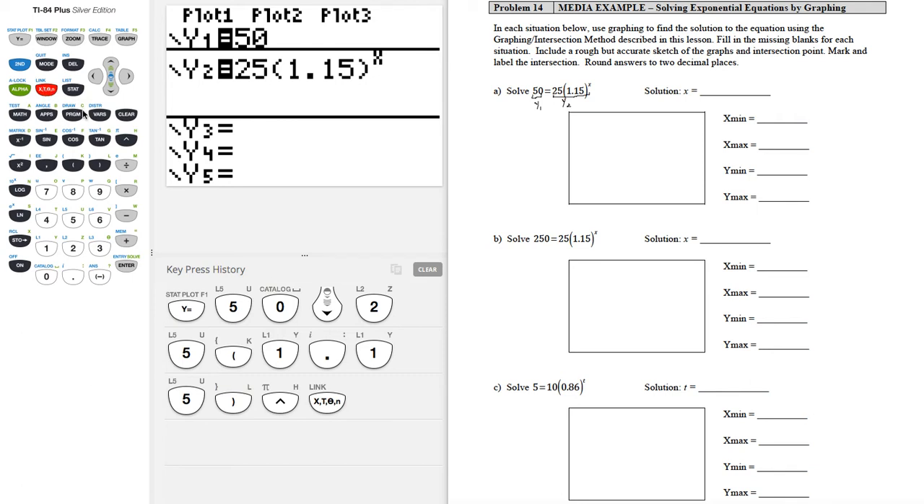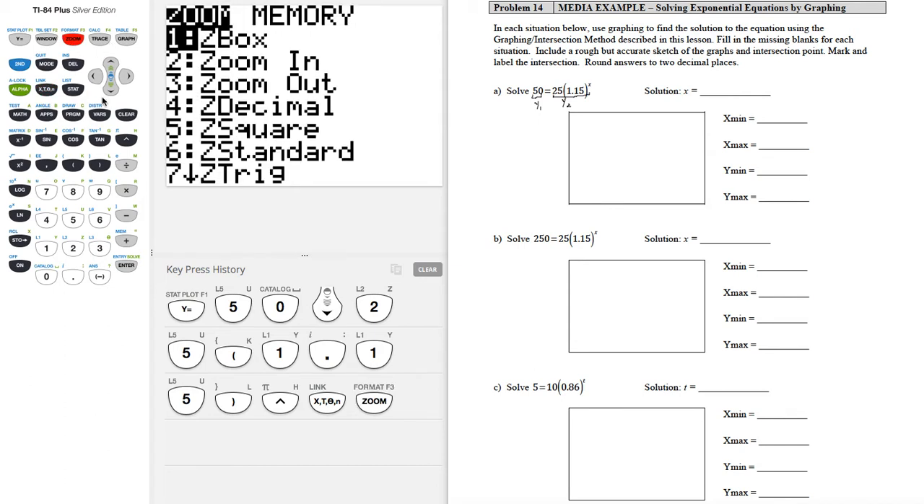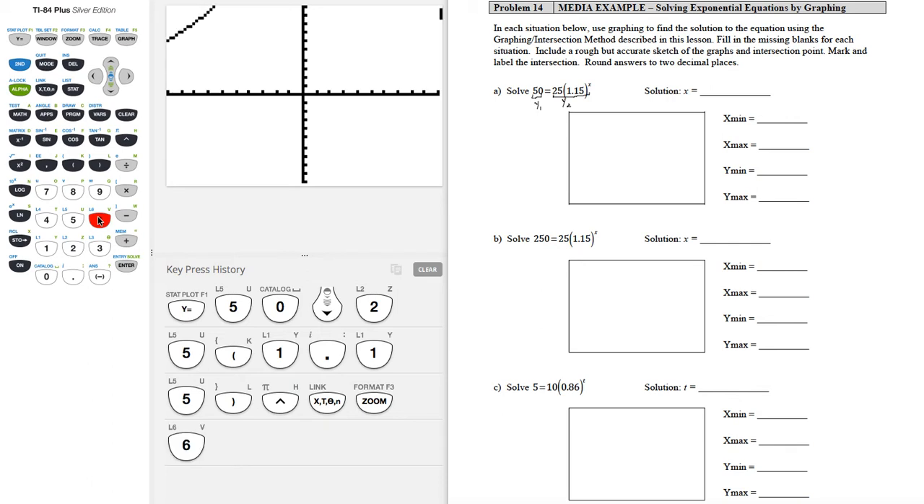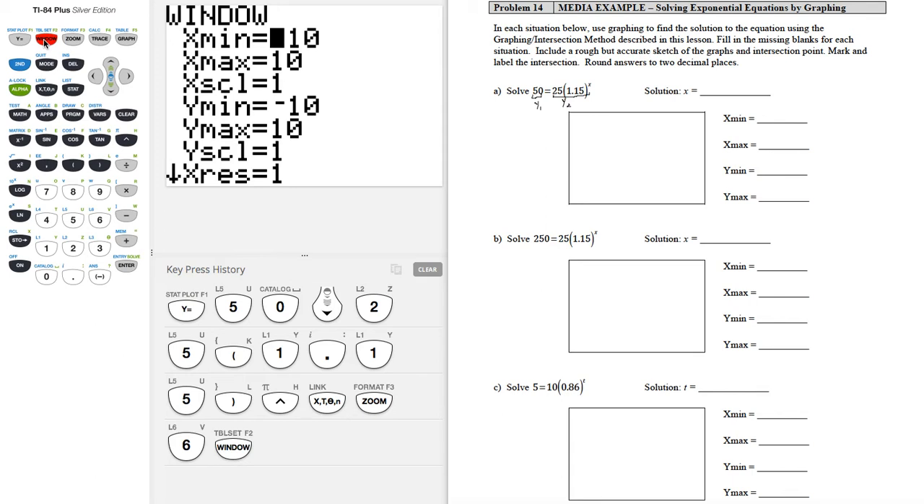Now, if you're not sure what the proper window is going to be, you can always just go for the standard window, zoom 6, and see what happens. So in this case, what we see is that the exponential function is the one that was graphed here, because y1 is going to be a horizontal line that goes through y equals 50. So that's happening somewhere out of the screen area. So what I want to do is change the window so that I can see where the intersection is going to take place. So let's look at the window that I have.